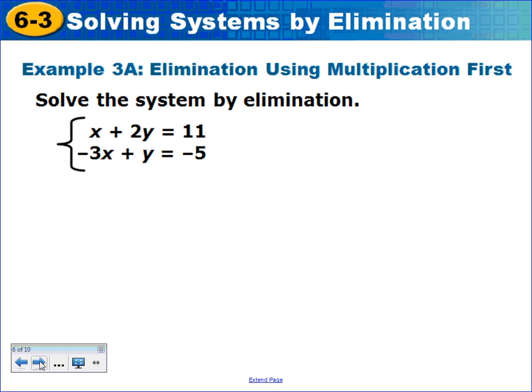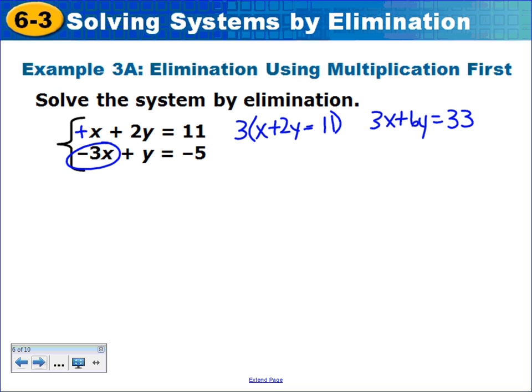Here's what I notice when I look at this. This is a positive x, this is a positive x, and that's a negative 3x. So I could make that a positive 3x, and I could do that by multiplying everything in this equation by 3. And that's going to help me eliminate this negative 3x down here on the bottom. So I'm going to make this top equation 3x plus 6y is equal to 33.